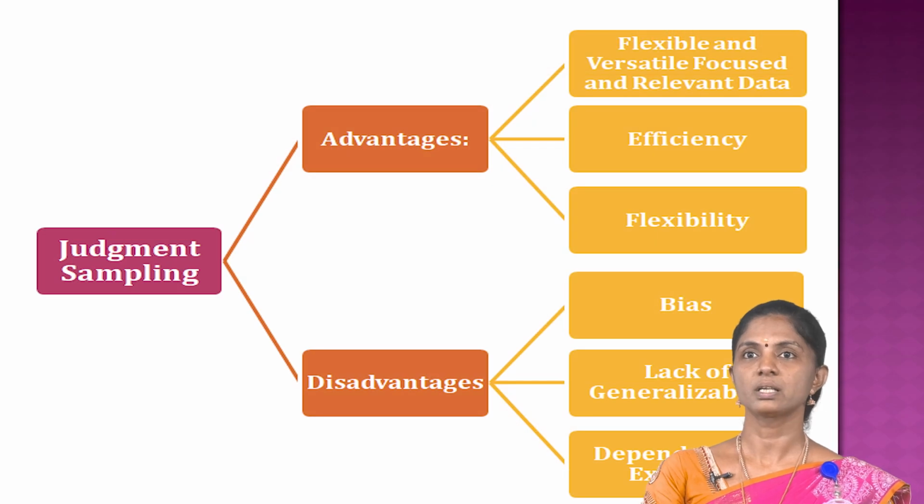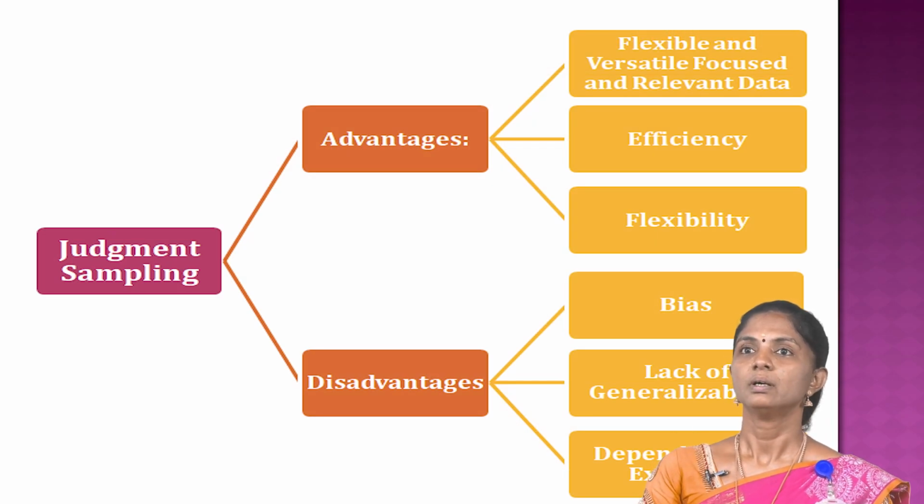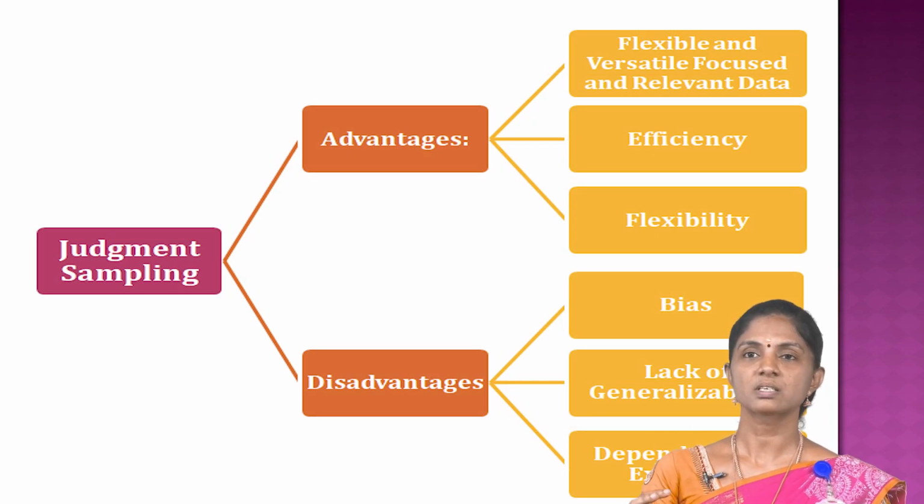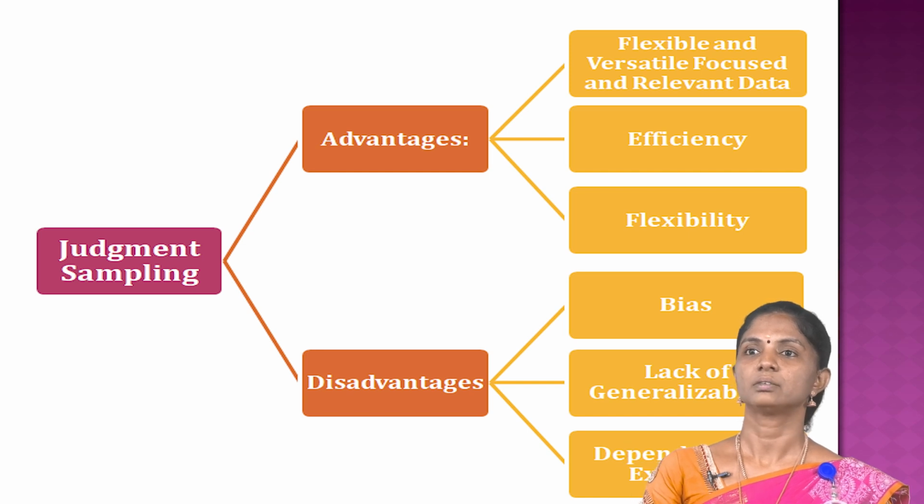So what is the advantage of judgment sampling? Judgment sampling gives focused and relevant data. The researcher can focus on specific groups that are most relevant to the research objective.